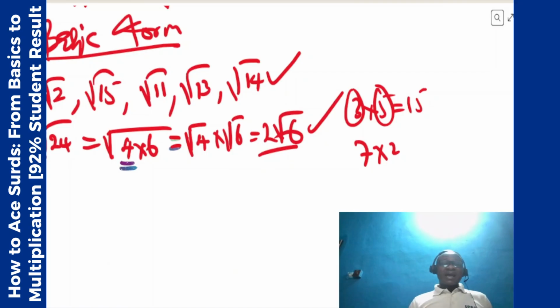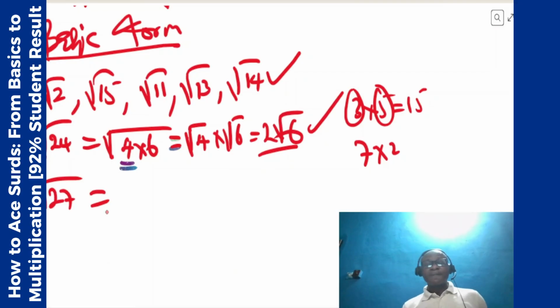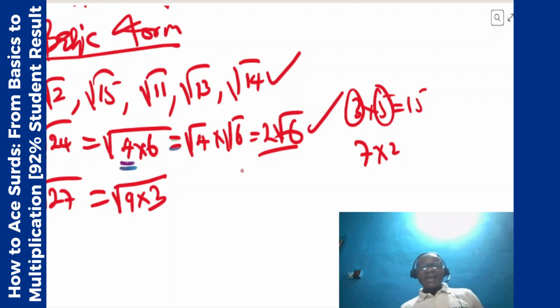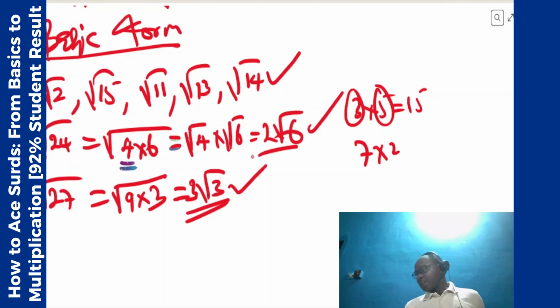If I give you now the square root of 27, I want you to guide me. What will you do to simplify the square root of 27? I need to hear from you. You do square root of 9 times 3. Yes, because 9 is a factor of 27 and 9 is a perfect number. So that is a very perfect way to solve it. Square root of 9 is 3, then root 3, meaning that your answer now is 3 root 3. That is the answer. So the simplification of square root of 27 is 3 root 3.